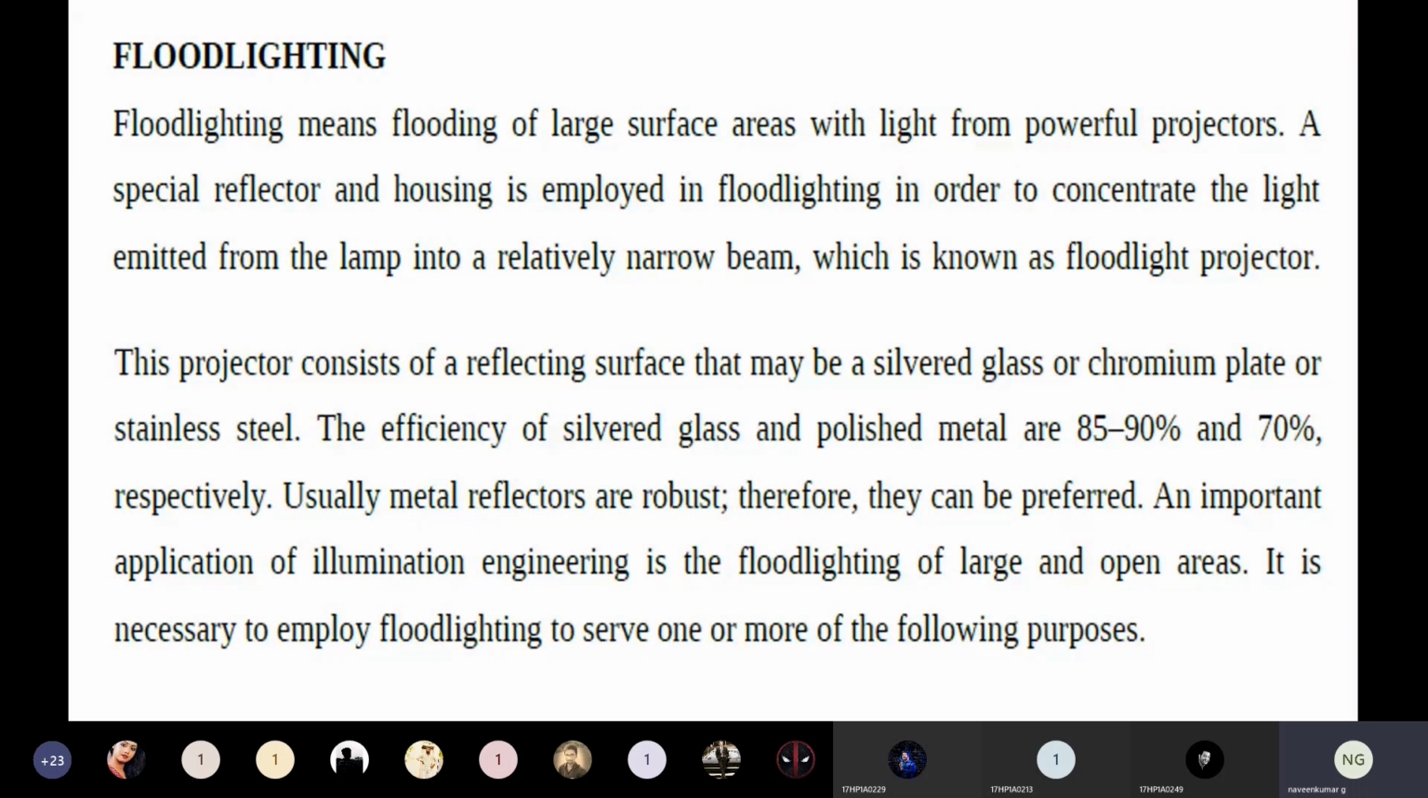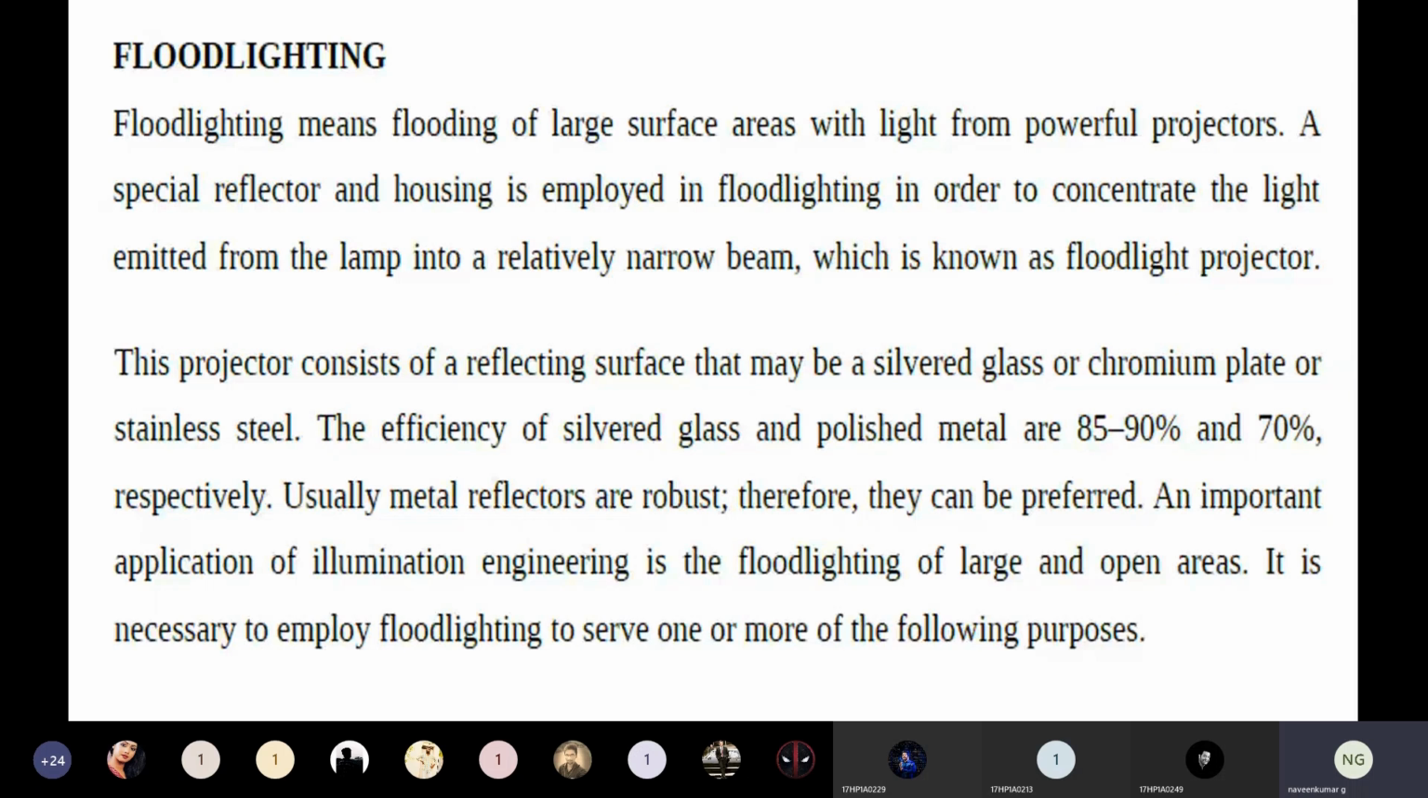Out of all these, silvered glass has a very high efficiency, along with polished metal, which is 85 to 90%. So usually we go for silvered glass. Polished metal is a costly affair, so we generally do not use it, though its efficiency is high. Metal reflectors have an efficiency of about 70%, and they are used only where robustness is necessary.